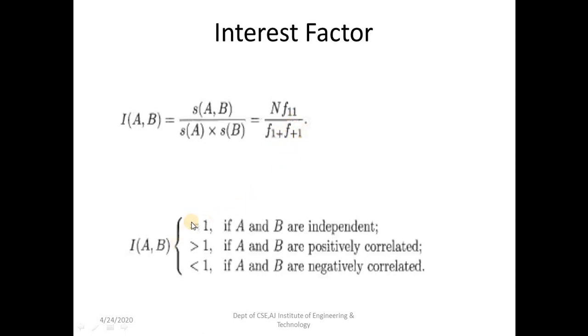Now, if the interest factor is equal to 1, then A and B are independent. If the interest factor is greater than 1, then A and B are positively correlated. If the interest factor is less than 1, then A and B are negatively correlated. So based on the value of the interest factor, we can tell whether A and B are independent, positively correlated, or negatively correlated.